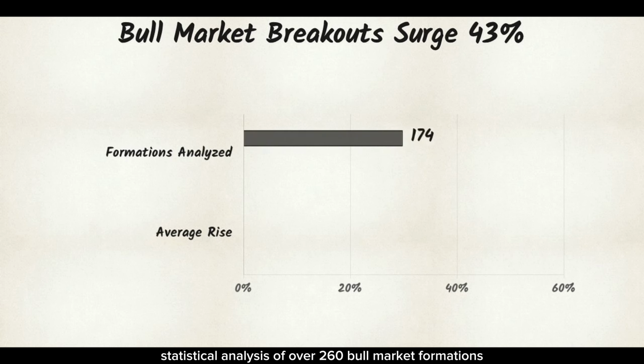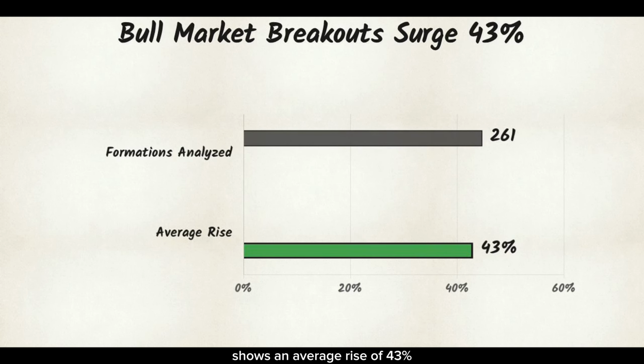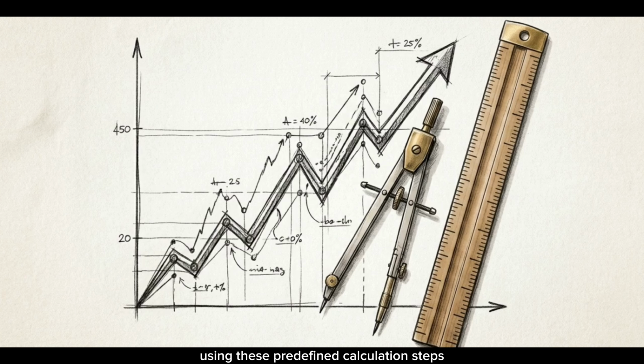Statistical analysis of over 260 bull market formations shows an average rise of 43%. Using these predefined calculation steps gives a trader an objective roadmap to follow while the price action develops.